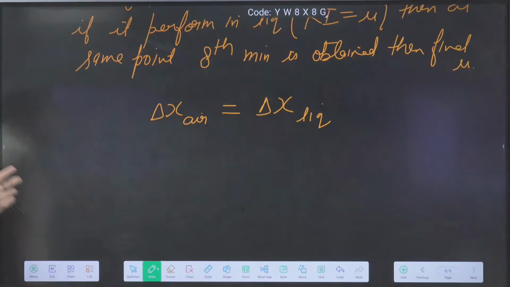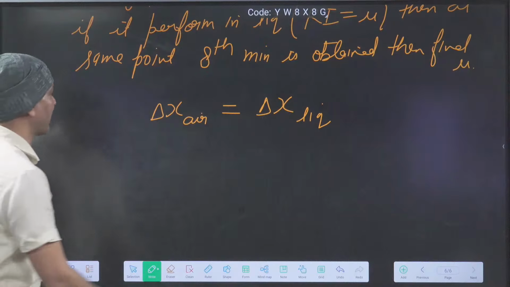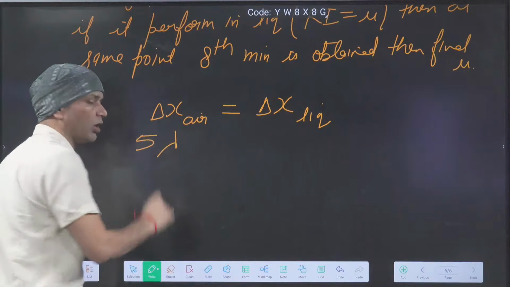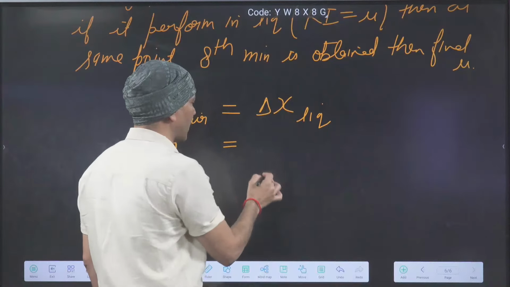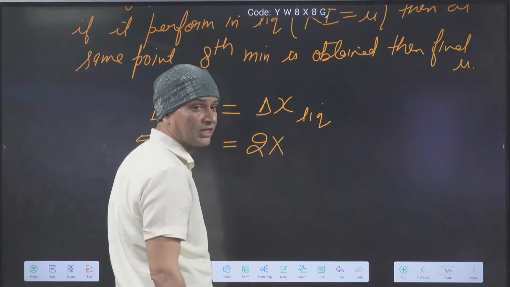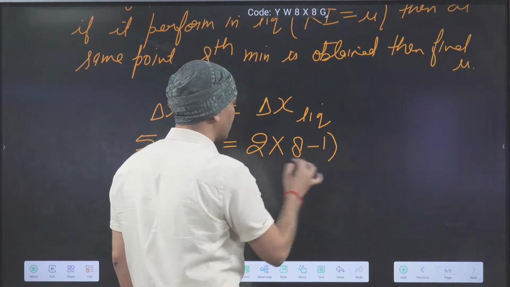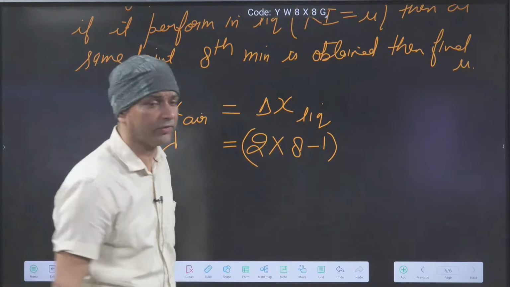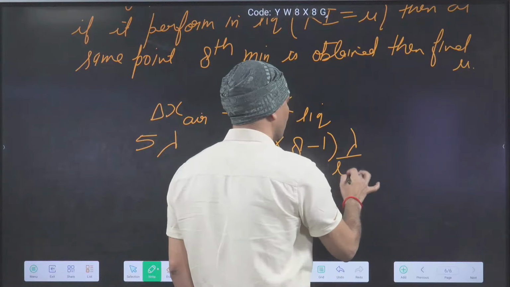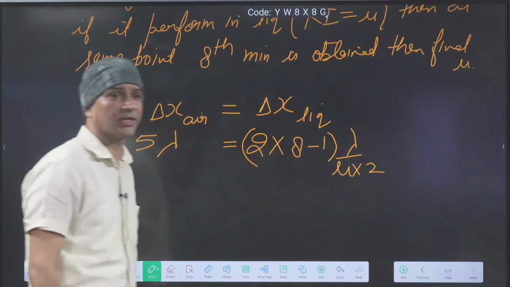In the air, I gave maxima. Which maxima? Fifth maxima. So I will write 5 lambda. In the liquid, I gave minima. For the minima, we are writing path difference as (2n minus 1), that means 2 into 8 minus 1, lambda by 2. In the liquid, what lambda will I take? Lambda by mu into 2. Everybody got this or not?